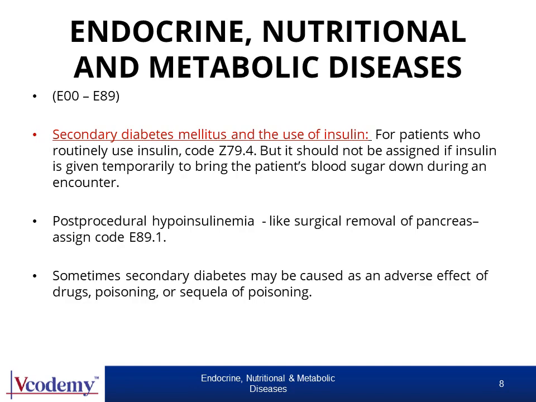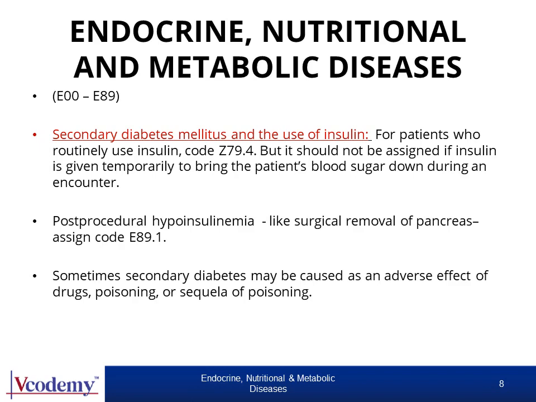For patients who routinely use insulin, code Z79.4, but it should not be assigned if the insulin is given temporarily to bring the patient's blood sugar down during an encounter. So this is the key point. The insulin should be given to the patient permanently, that is for a very long period of time. The patient is placed on insulin and he has been taking it for months together, years together. So then you can use the code Z79.4.